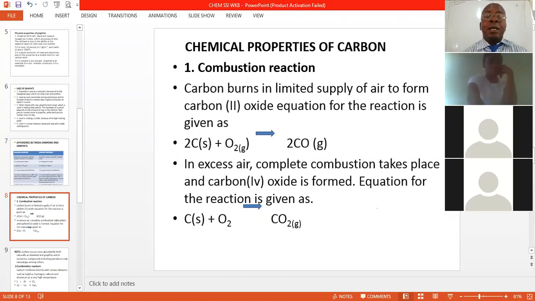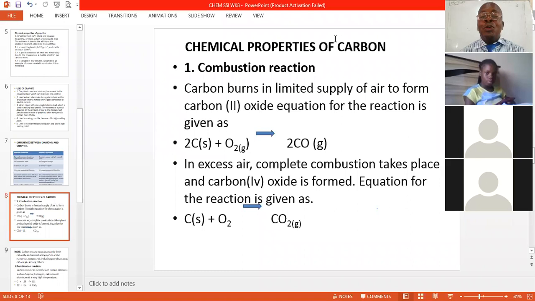So don't mind the arrowhead there, it's shifting. Okay, you can see it. Carbon reacts with oxygen in limited supply to give you carbon 2 oxide. That CO is carbon 2 oxide. Then when the oxygen is in excess, the product will be carbon 4 oxide, that's CO2. Is that clear? That's one of the reactions of carbon. And this is known as combustion reaction. Combustion means what? Burning. Okay, we'll move on.